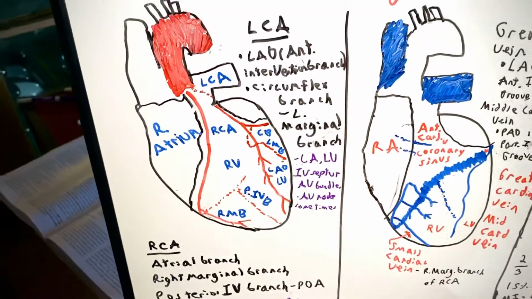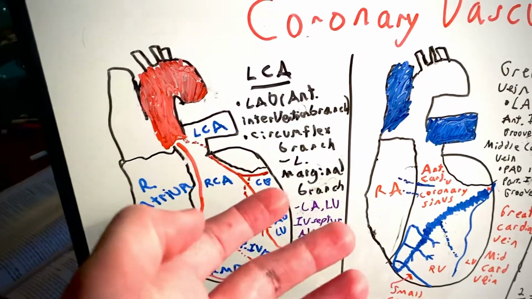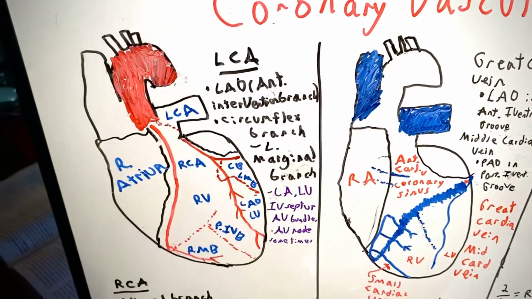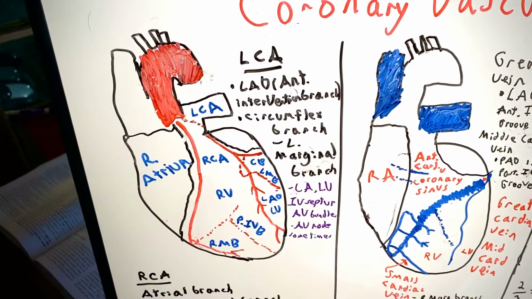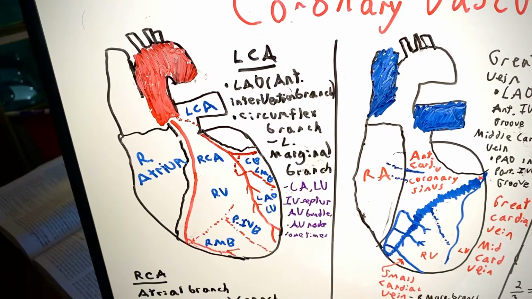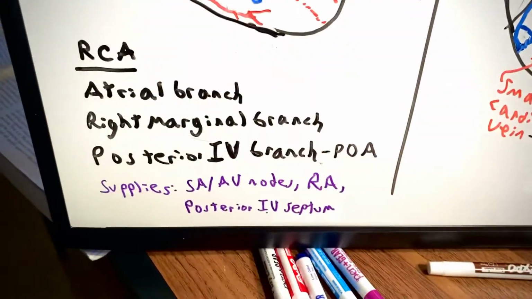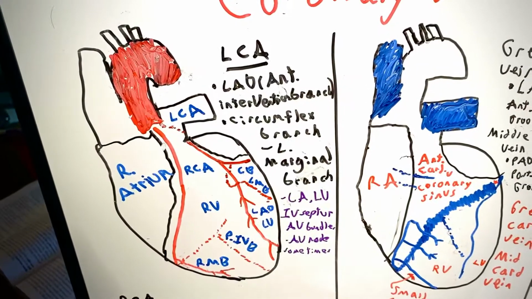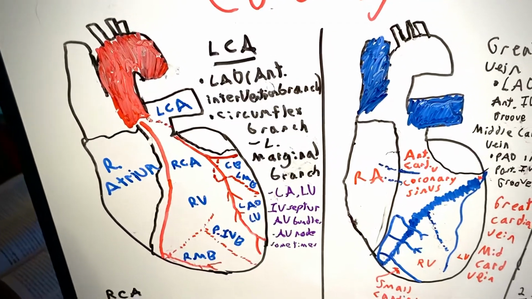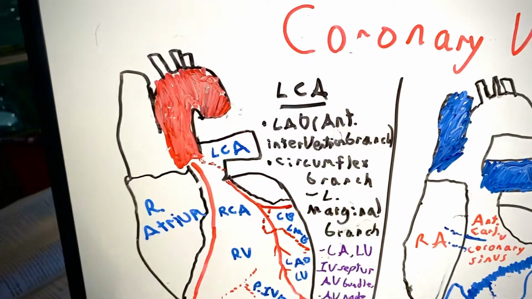So the left coronary artery is going to give off a LAD, the anterior interventricular branch, or the left anterior descending artery. And that's similar to this one down here. Now this is a bad place to have a myocardial infarction because it supplies a lot of the heart.